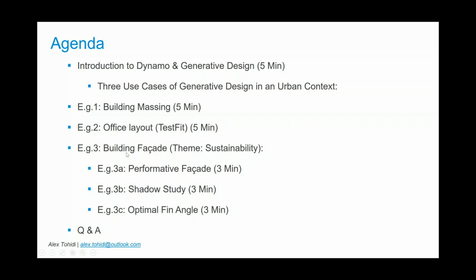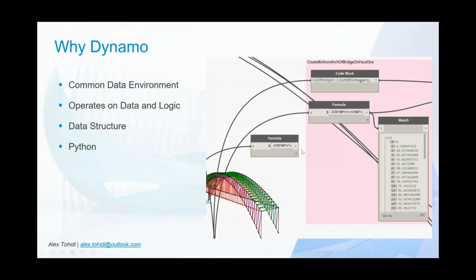The overall theme of these examples is sustainability, and there are 3 examples, each of which is going to take about 3 minutes. Performative facade is the first one, then shadow study, and optimal fill angles for the facade. And then we have a question. Just one thing to know: there is a lot of context here, and I have very limited time, so I wouldn't be able to cover everything. If any of this workflow jumps out at you, then please reach out. We can have a conversation about it.